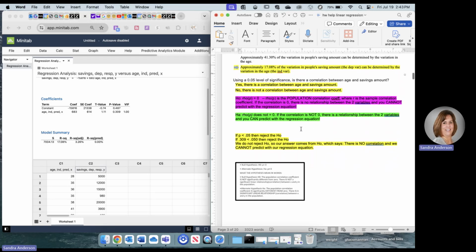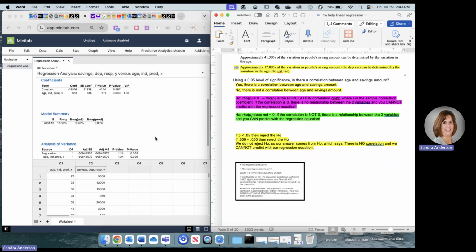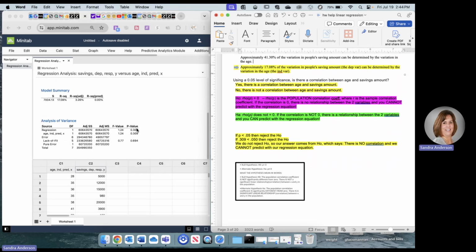So let's do what we usually do with our H0 and our HA. If p is less than 0.05, then reject the null hypothesis. That's what you always do. p in this problem, you come over here and get the regression p-value. This would be the regression test value, but this is the regression p-value, which is 0.309. So if p is less than 0.05, then reject H0.